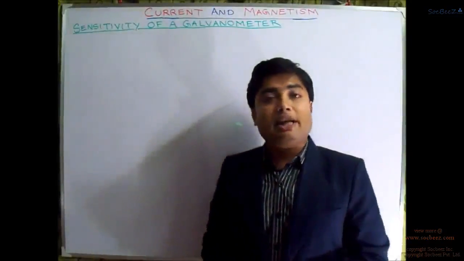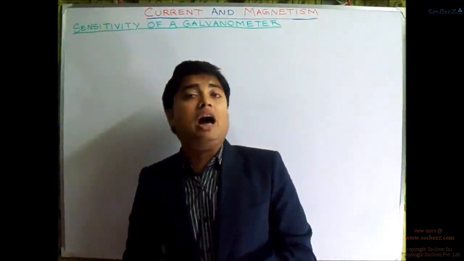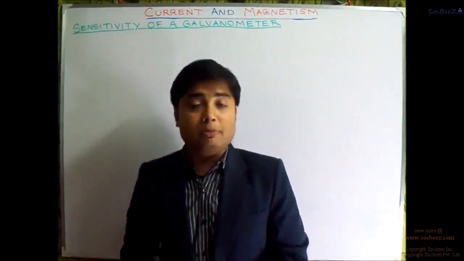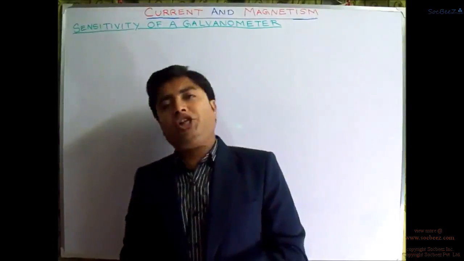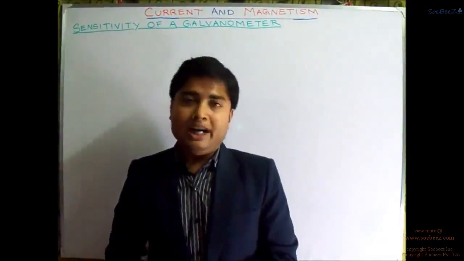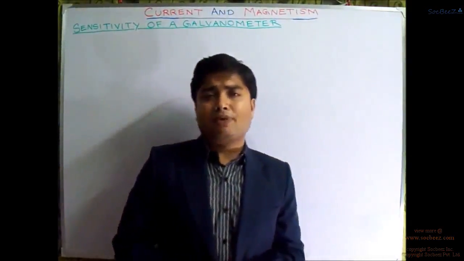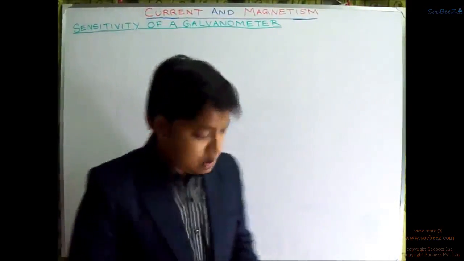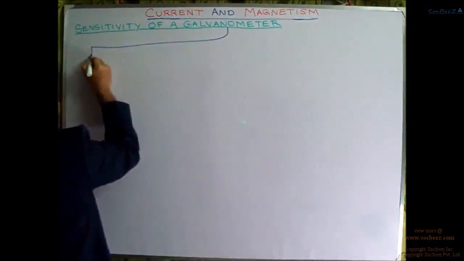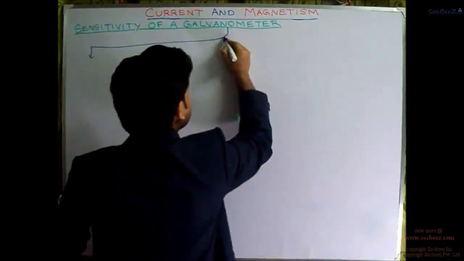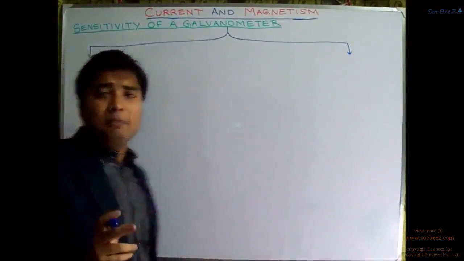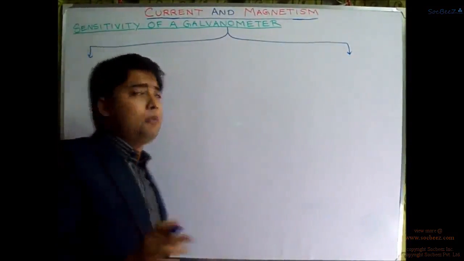Now, as we have seen the galvanometer in the previous lecture, how and on what principle it works, and also the relation between I and alpha, now we shall be understanding the sensitivity of a galvanometer, right? Basically, there are two types of sensitivity of a galvanometer. The first one is the current sensitivity of the galvanometer.